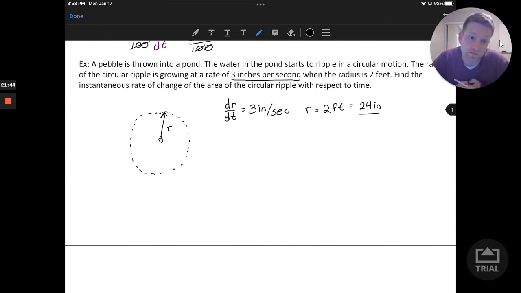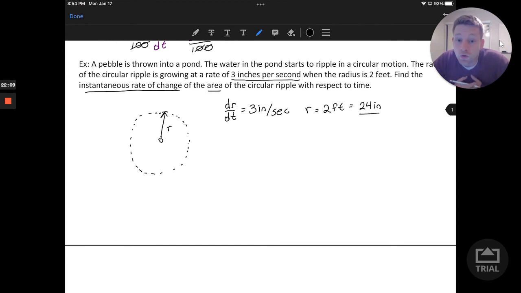If we use the value of 2, when we go to evaluate this later, we will come up short because we're not going to be in the right units. Okay, so let's go ahead and now consider, we want to find the instantaneous rate of change of the area of the circular ripple with respect to time.